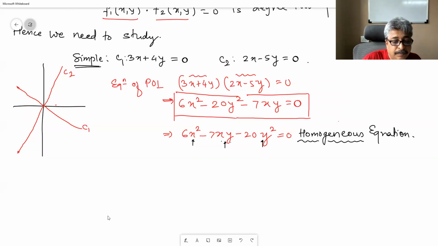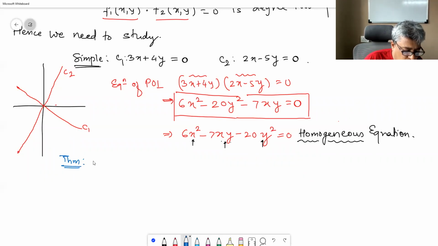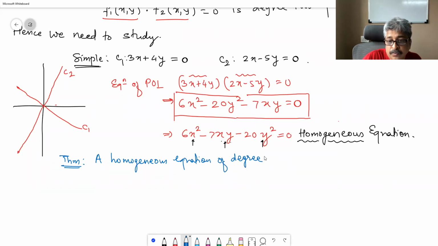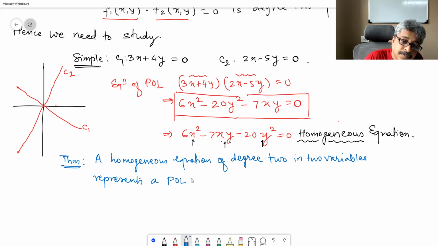Theorem. A homogeneous equation of degree 2 in two variables represents a POL passing through the origin.